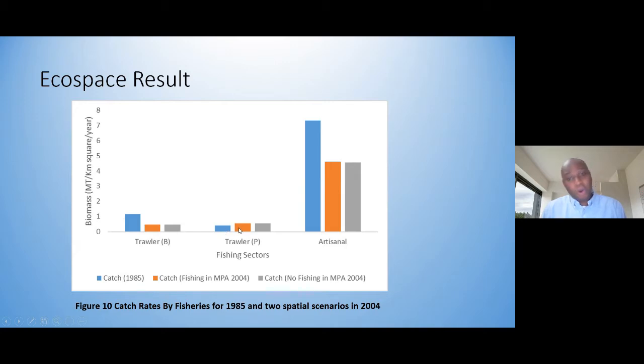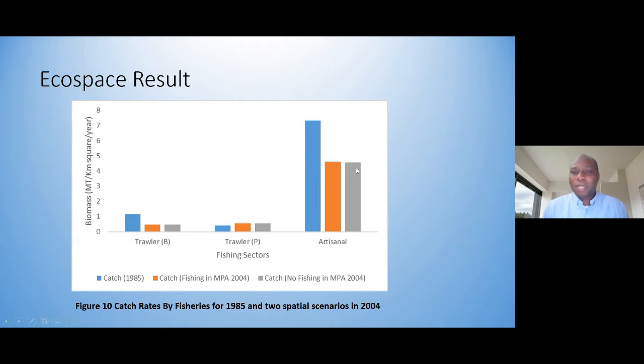For pelagic trawlers, fisherfolk were catching more at the end of the simulation than they did at the beginning of the simulation. Perhaps this is due to shifting regimes in biomass of pelagic species like shads. Ethmalosa fimbrata has been shown to track temperature data going all the way back to the 1970s. So the pelagic fisheries kind of swing with that. And then for artisanal fisheries, we see that the fishing sector was not doing as well in 2004 as they were in 1985.